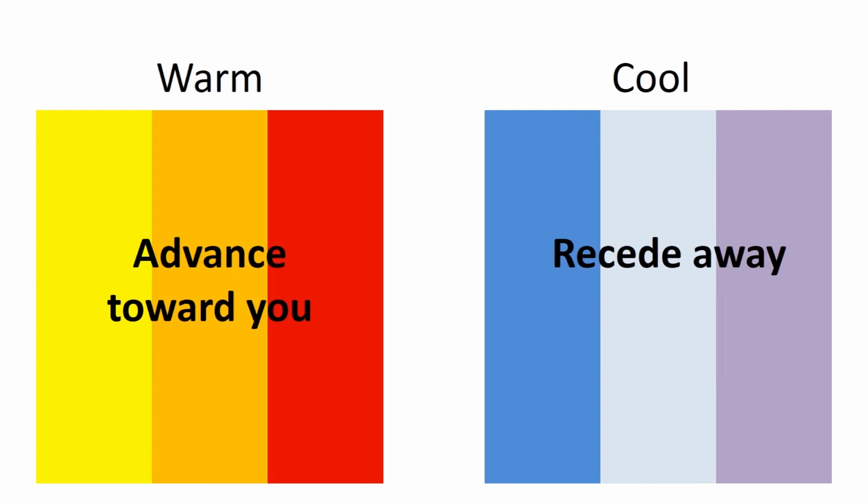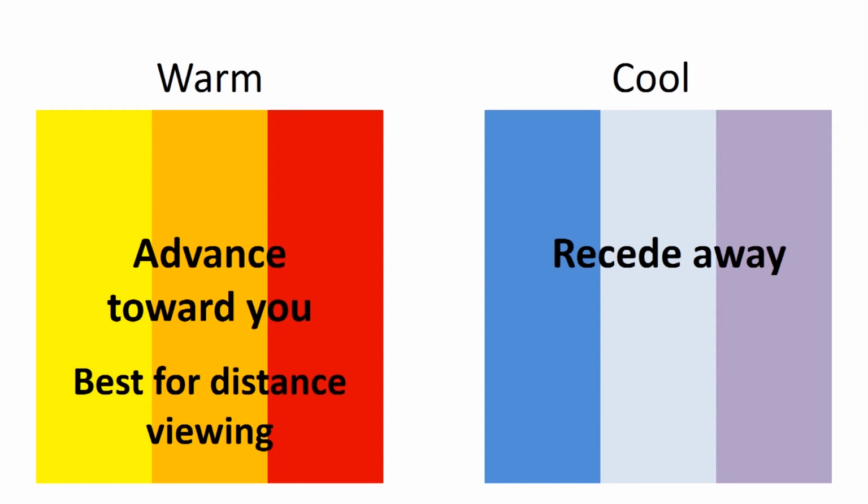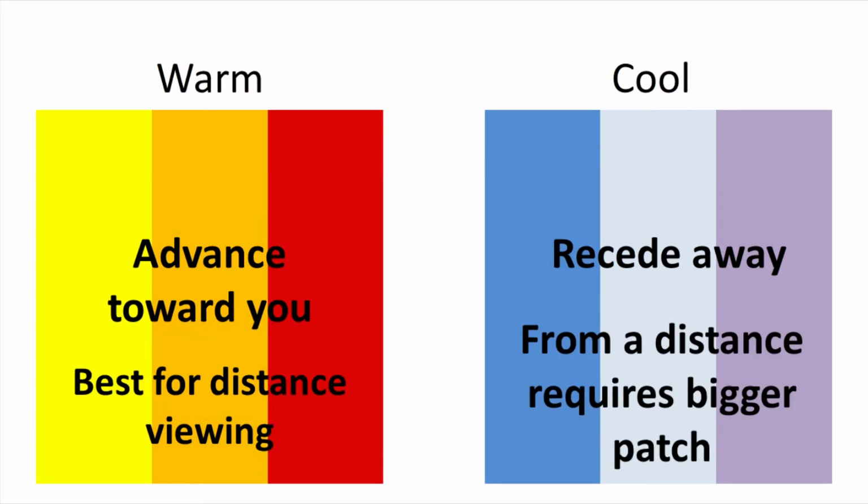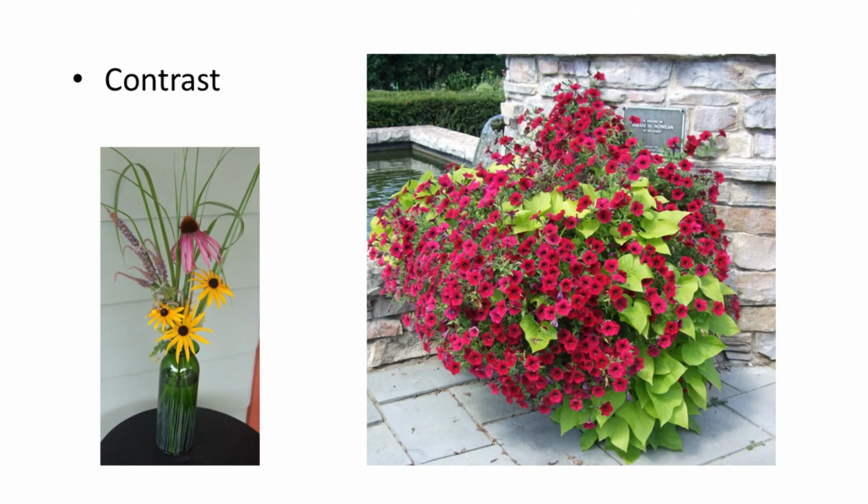Warm colors may be the best choice for planting that'll be viewed from a distance, because those warm colors advance towards you. If you're going to view cool colors from a distance, you need to have a bigger patch or it won't have much impact.